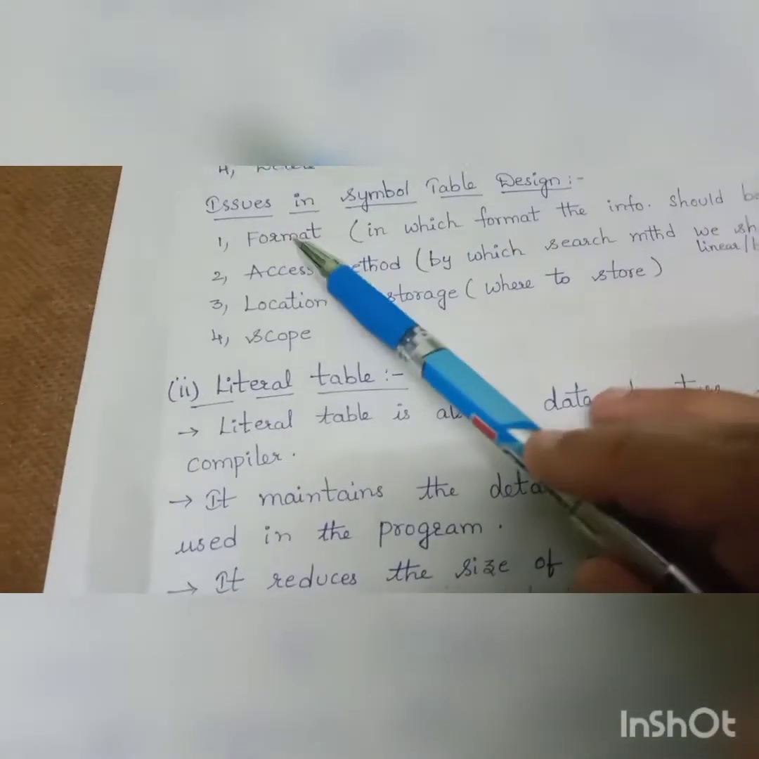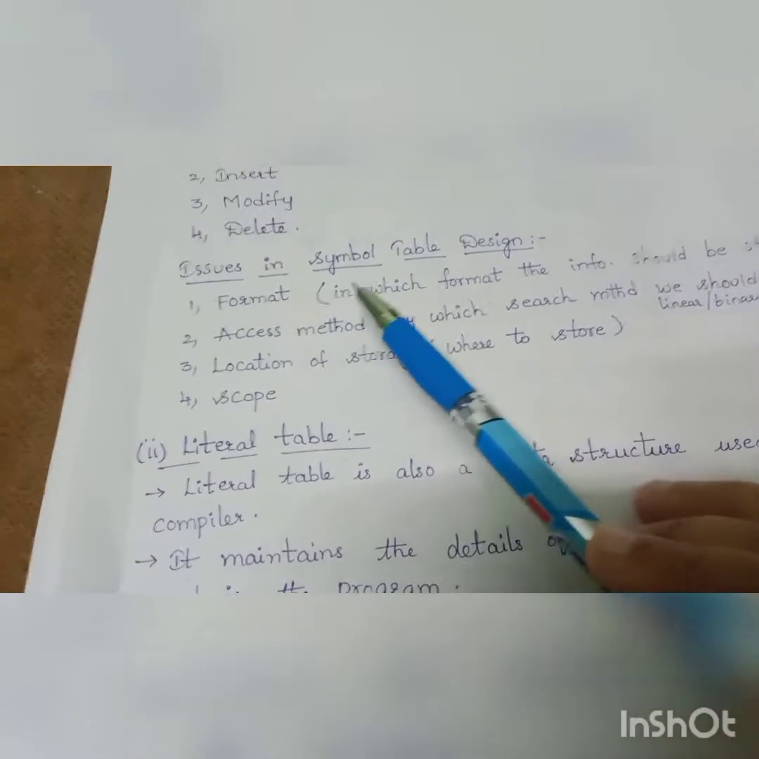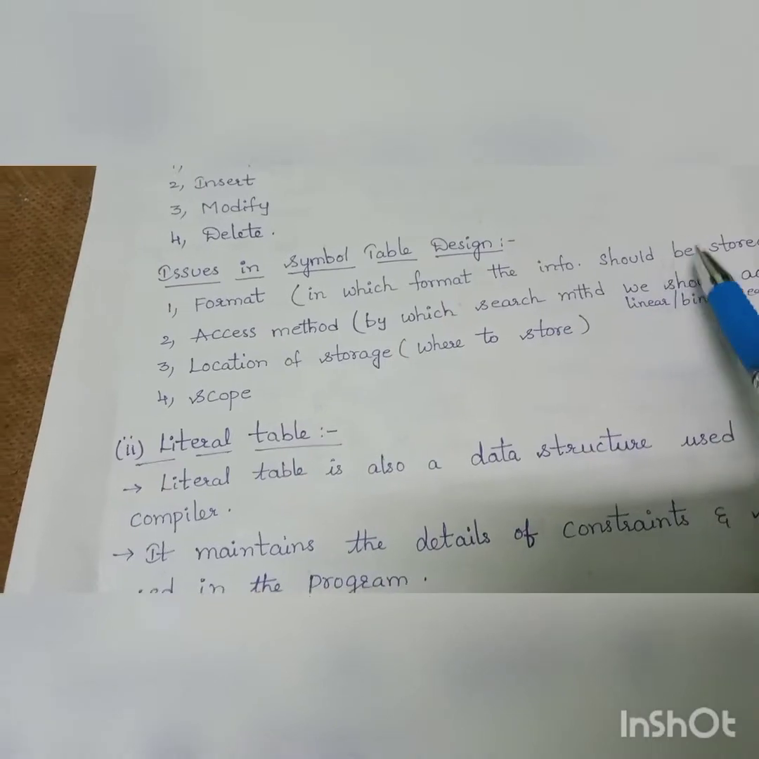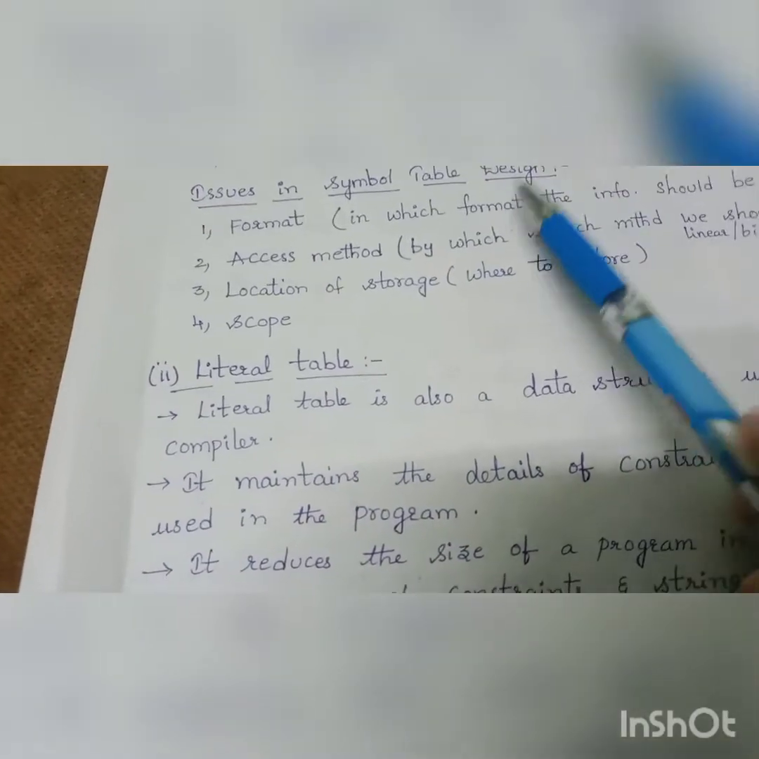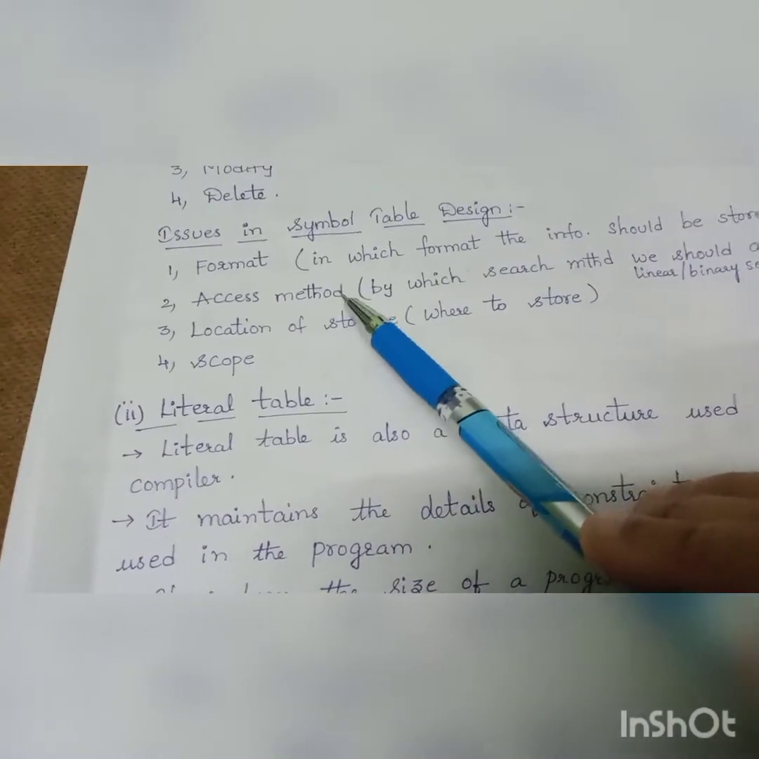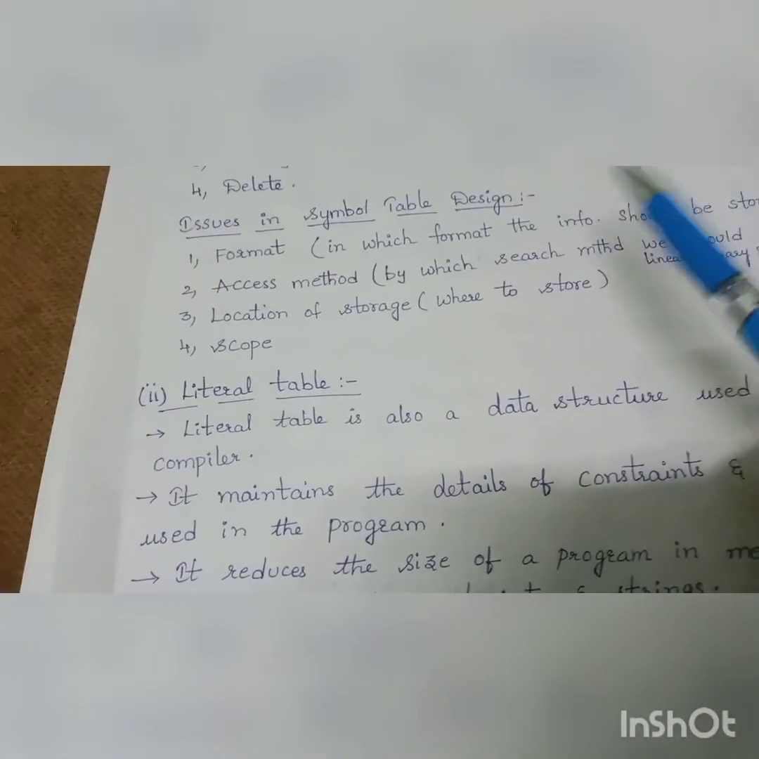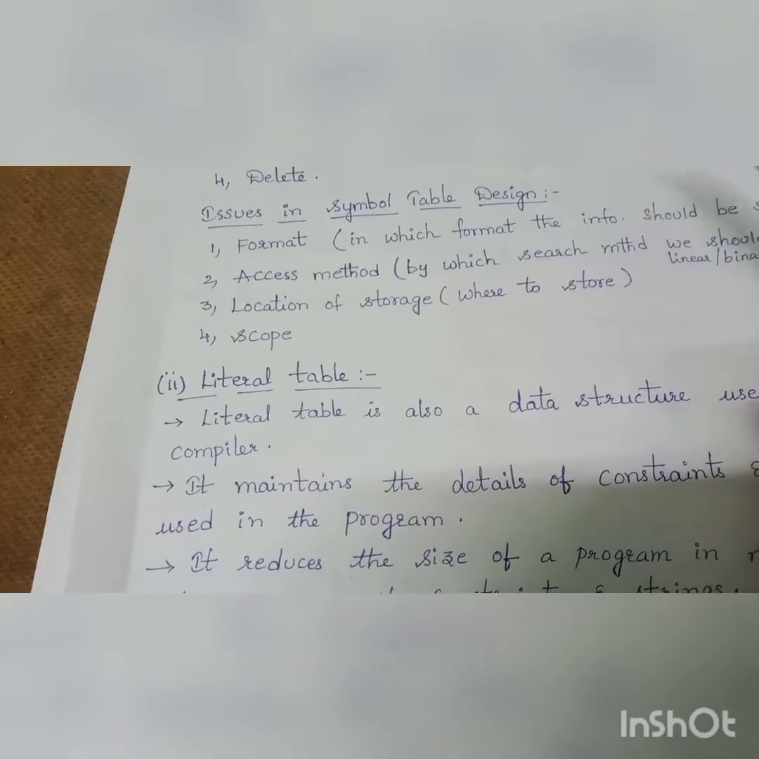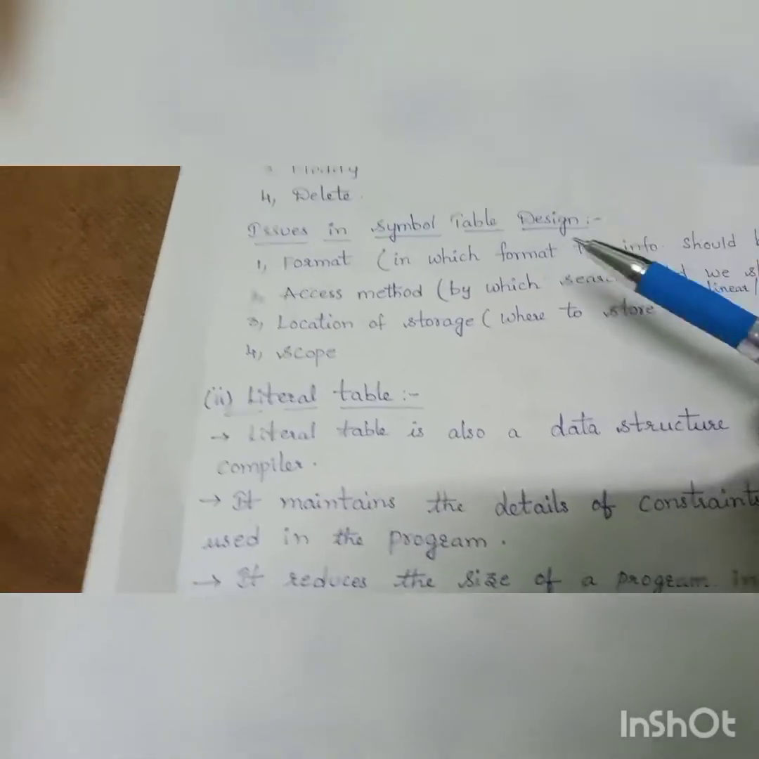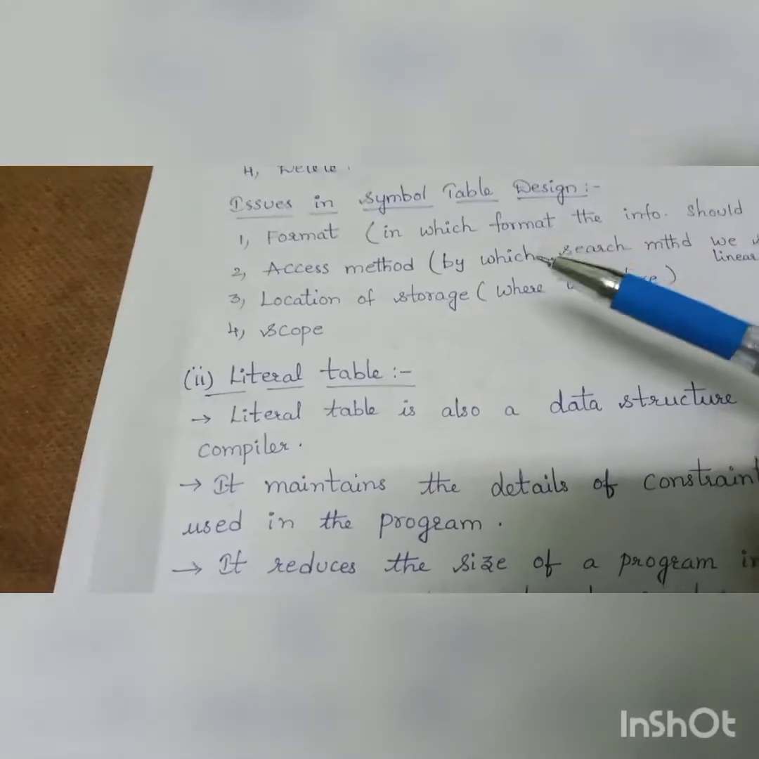So first one is format. In which format should the information be stored? That is the issue. And the next one is the access method. By which search method should we access? We have many search methods like binary search and linear search. By using which method should we access?